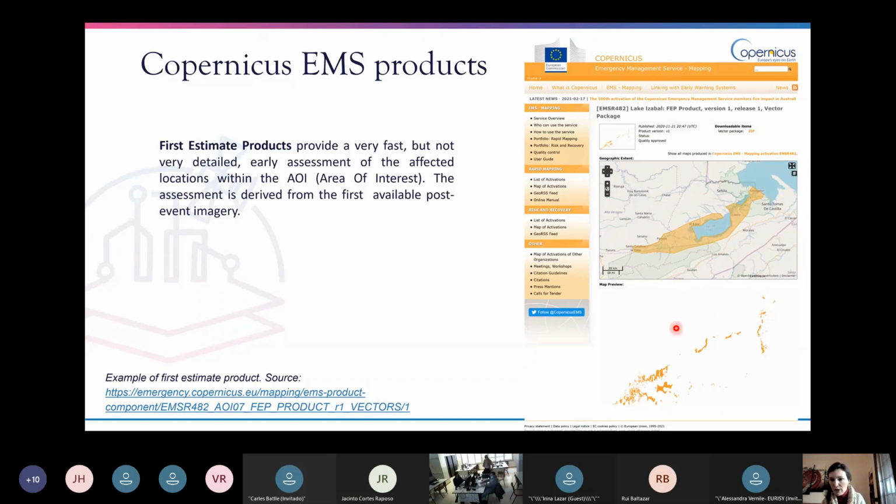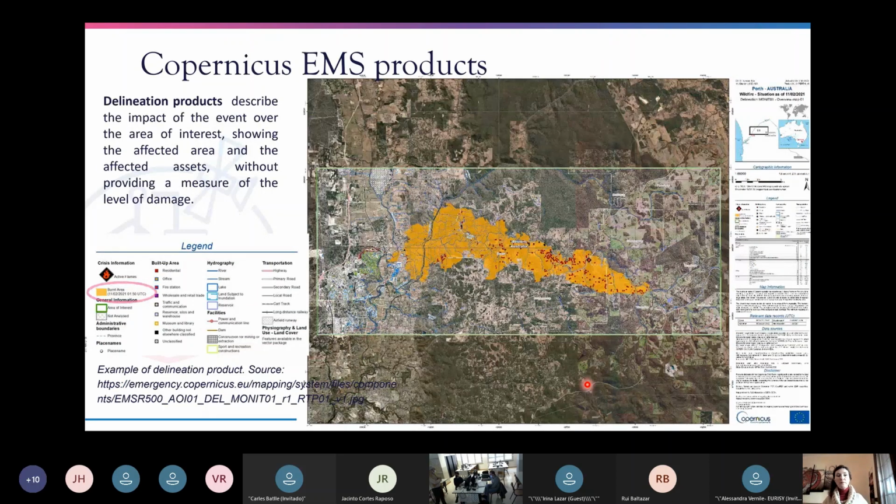So this is how it is represented. You see the area of interest, you see the layer, which is produced very fast. It is known that this contains even more errors than the following products, but it can be used. It can be used for the early stage of the emergency, or to highlight which areas should be mapped with higher detail in the following phases. Okay, so this is why this product was introduced.